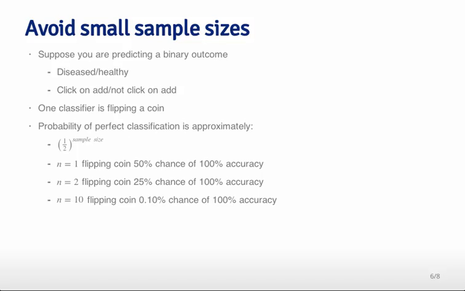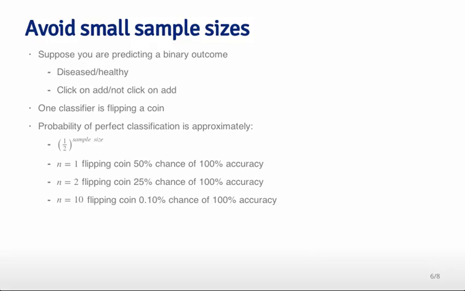Something to keep in mind is that when you're splitting your data sets up into training, testing, and validation sets, they can get a little bit small, but you need to avoid small sample sizes, particularly for the test set size. The reason why is, suppose you're predicting a binary outcome. In my case, a very common thing to try to do is to predict diseased versus healthy. In general, it might be whether people will click on an ad or whether they won't. Then one classifier is just flipping a coin.